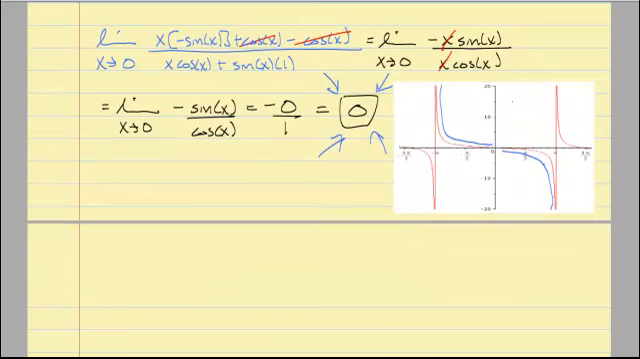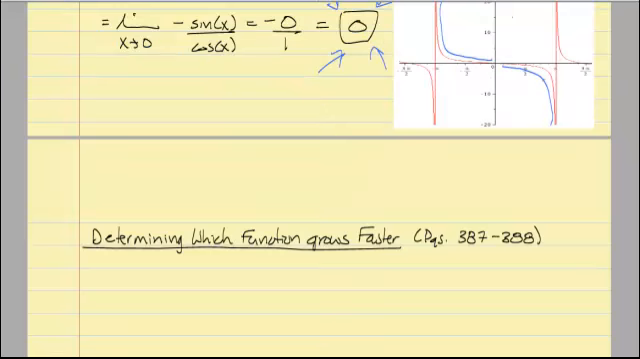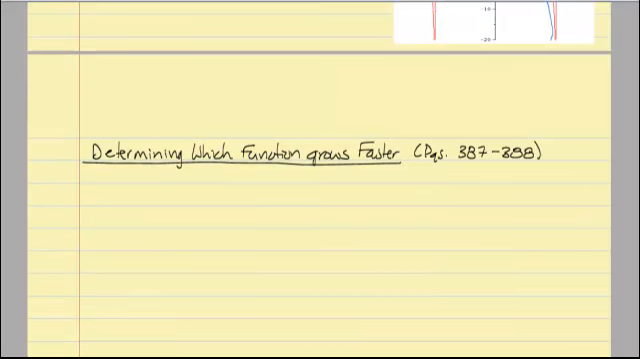In the last part of the lecture, we're going to be looking at determining which function goes faster in a rational expression. In the discussion about determining which function grows faster, it's a good idea to read through pages 387 and 388 in your textbook. It gives a really nice little comp sci example that you might be interested in.